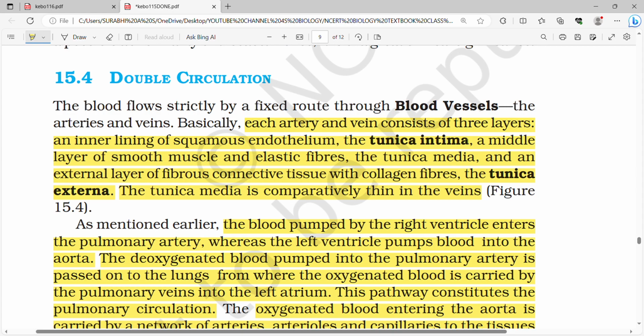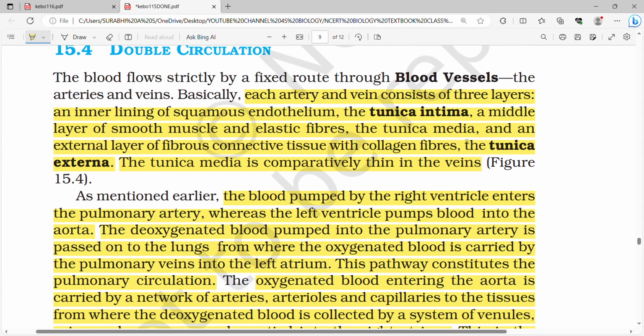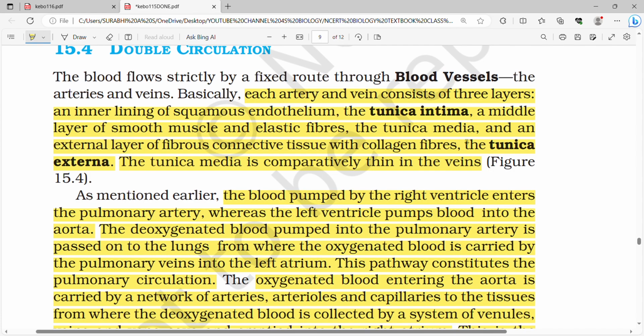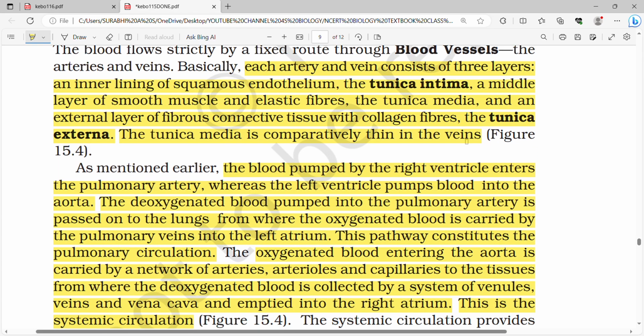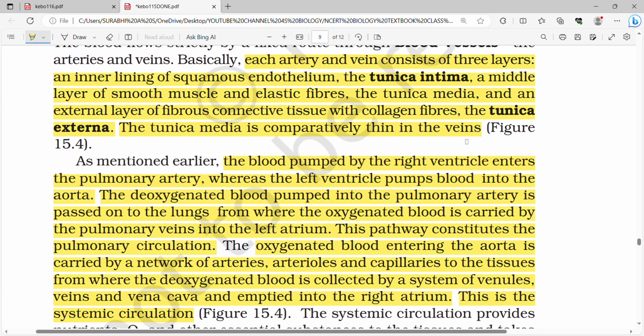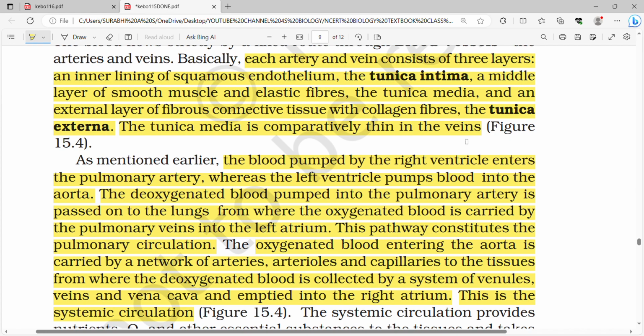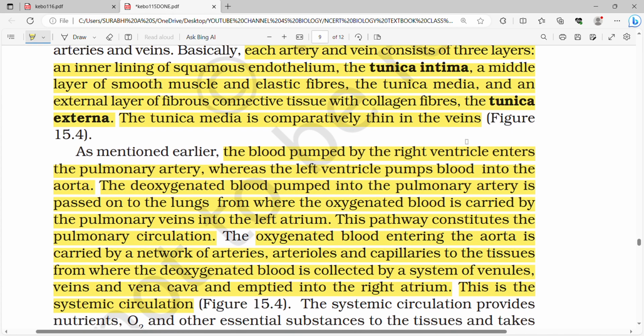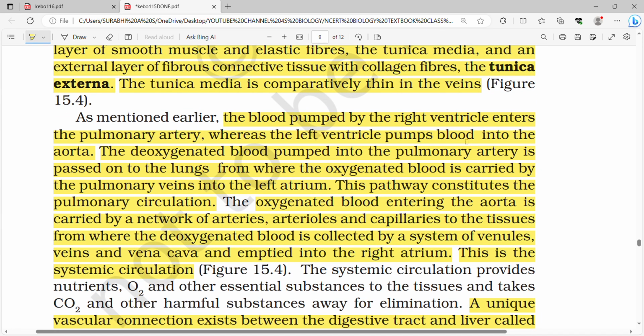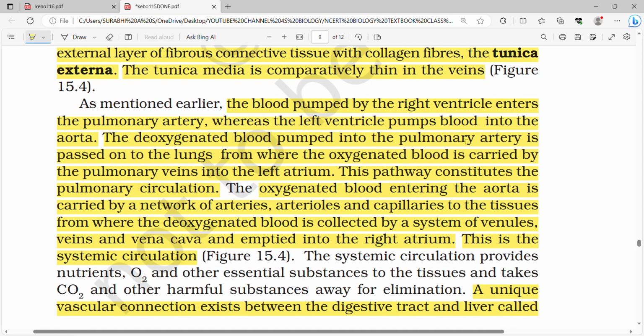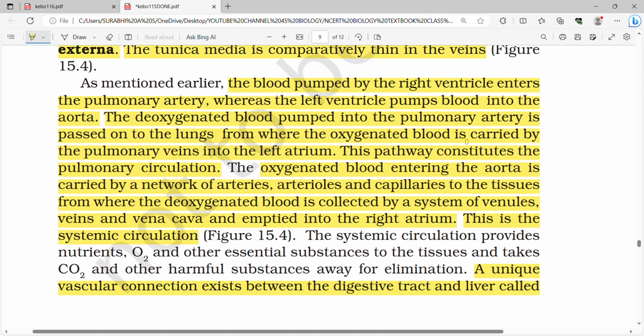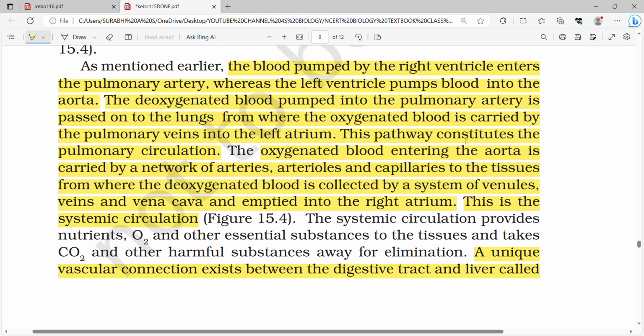Each artery and vein consists of three layers: an inner lining of squamous endothelium, the tunica intima. Intima means inner. Middle layer is of smooth muscle and elastic fiber, that is tunica media, and external layer is of fibrous connective tissue with collagen fibers, that is tunica externa. So the tunica media is comparatively thin in veins.